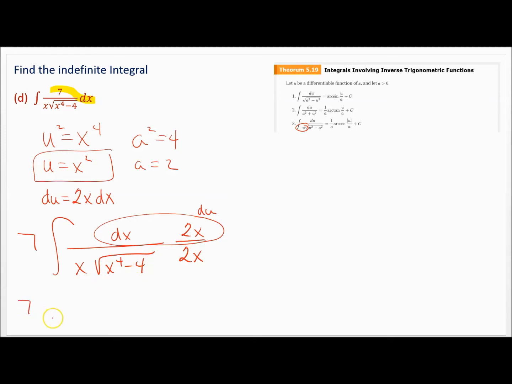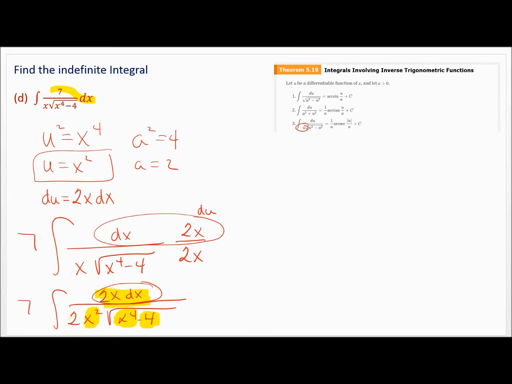So watch this, I'm rewriting again. Okay, so we know that on top here, that 2x dx is what we need, that's du. On the bottom, I'm going to move this 2x in front, that's 2x squared, square root of x to the 4th minus 4. Now let's compare. I do have du on top, exactly what I need, that's du. On the bottom, I'm supposed to have u times the square root of u squared minus a squared. U is right here, and that is the square root of u squared minus a squared. So I have everything I need in yellow.